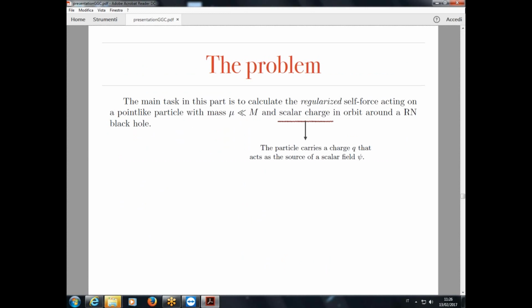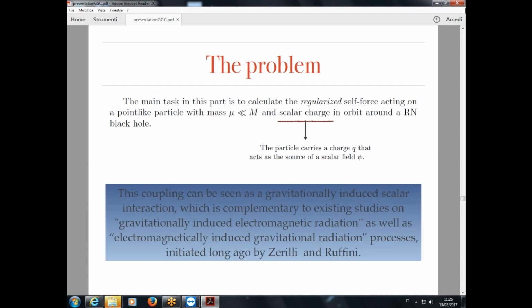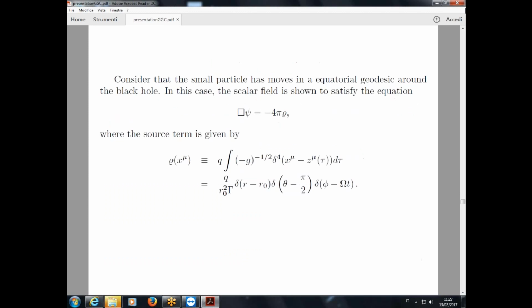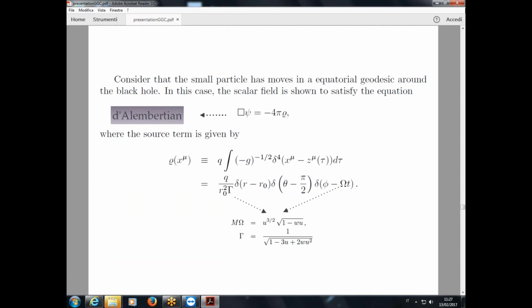And by scalar charge, I mean a charge that acts as a source for the scalar field. And you can see this work as a complement of the work of Professor Ruffini and Zerilli. And if you do some Lagrangian mechanics, you can see that the scalar field should satisfy a D'Alembert equation with a source term, with a source given by this equation. And these are parameters that you need to find out in order to keep your circular orbit a geodesic.